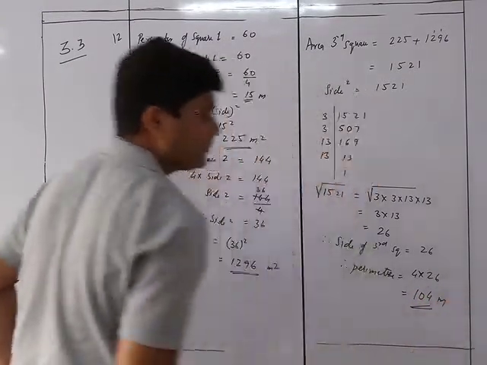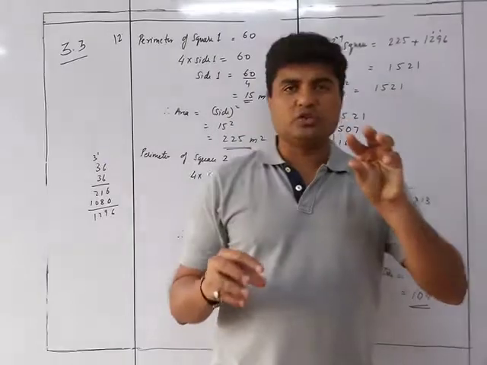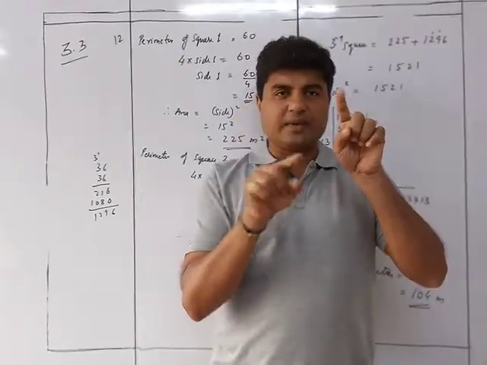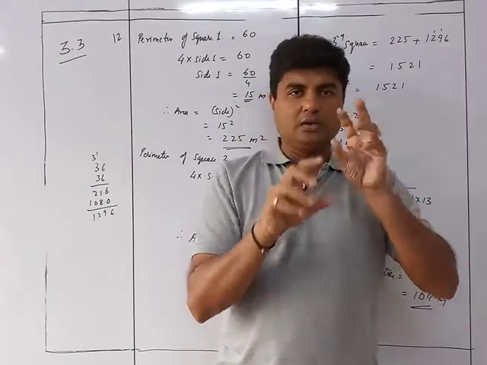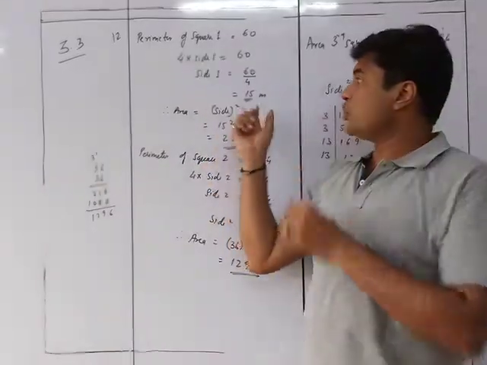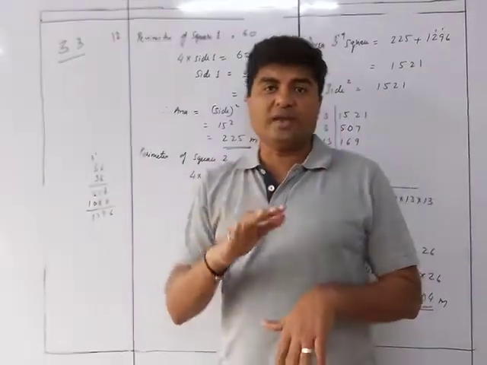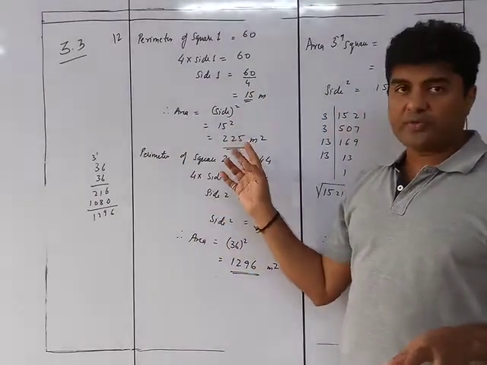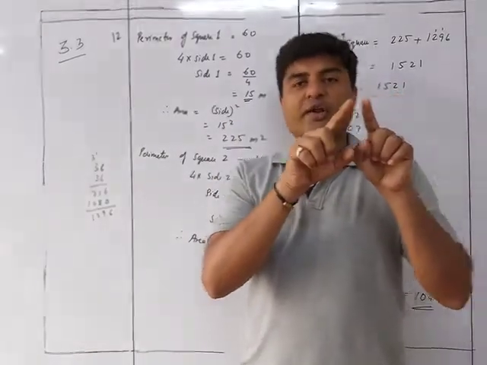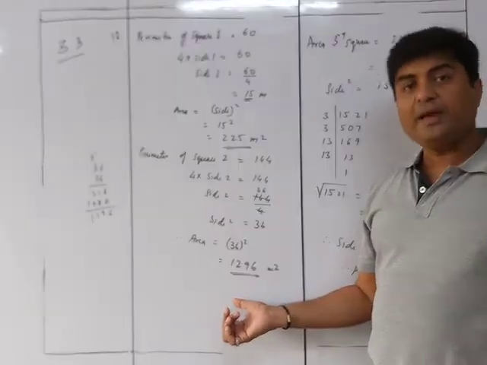That is meters. Understood? So what was the question over here? There are two squares, a smaller square and a bigger square. The perimeter of the smaller square, this side plus this side plus this side plus this side, all four sides total, was given as 60. Because all the sides are equal, 60 divided by 4 will give me each side. That gives me the side of one square. From the side squared we find out the area, which is 225. Similarly, we do for the second square. 144 divided by 4 is 36. You get the square as 1296 as the area.